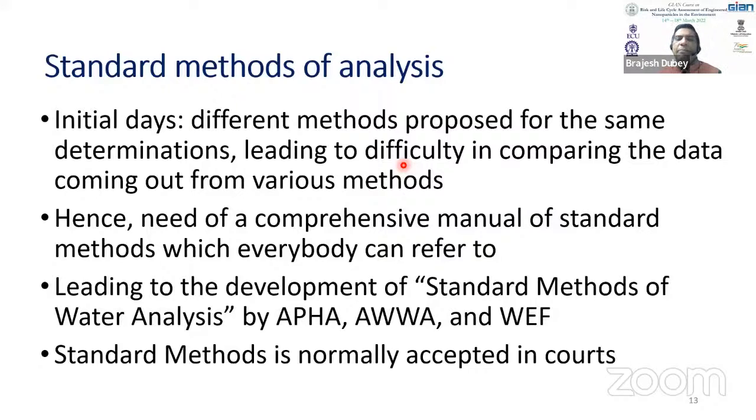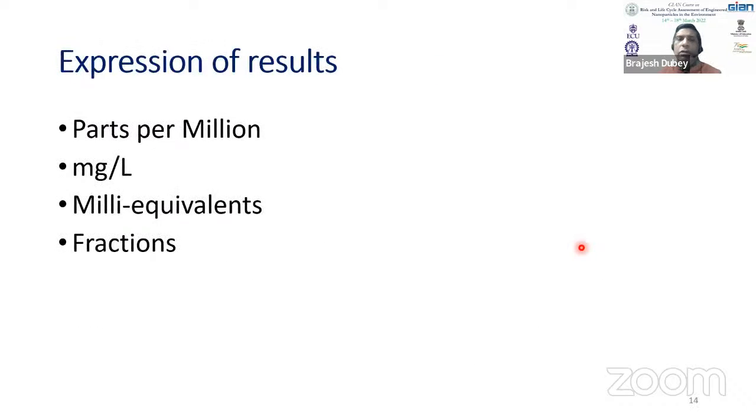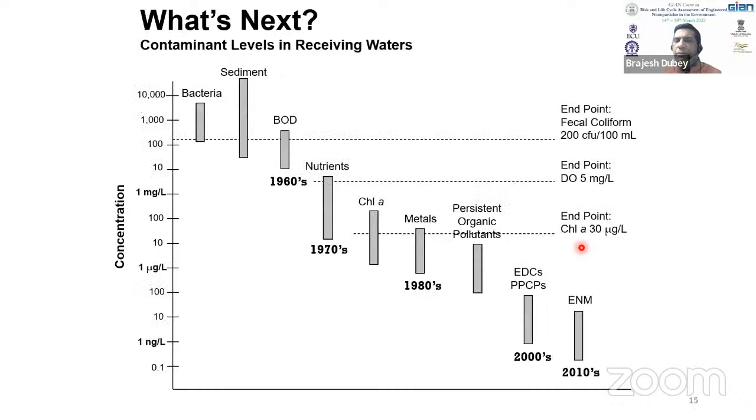There is a comprehensive manual of standard methods which we can refer to. Some of these keep being developed and keep getting added. So there are standard methods of water analysis, and this also helps when we get these concentrations in different environmental media. We can put them in different units: parts per million, milligrams per liter, milliequivalents, fractions, and so on and so forth. And we use different things at different times.